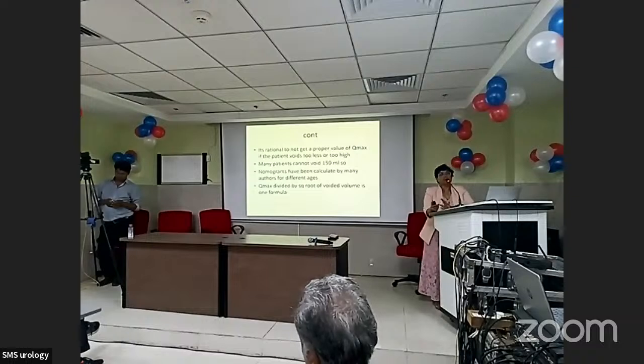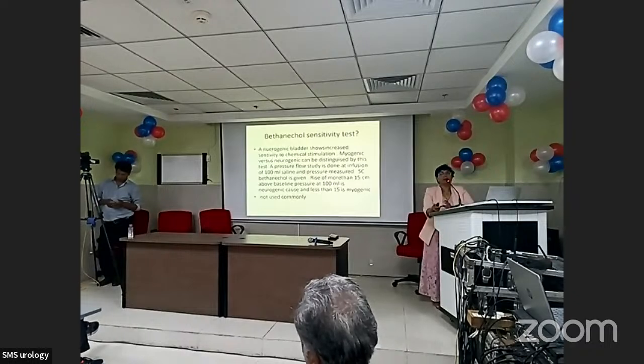And as we many times know, most of our patients, though we want them to void 150 ml, do not void 150 ml, and therefore we have designed nomograms. One of the formulas which is easy to apply in this subgroup of patients is Qmax divided by the square root of voided volume. So this is one formula you should know.